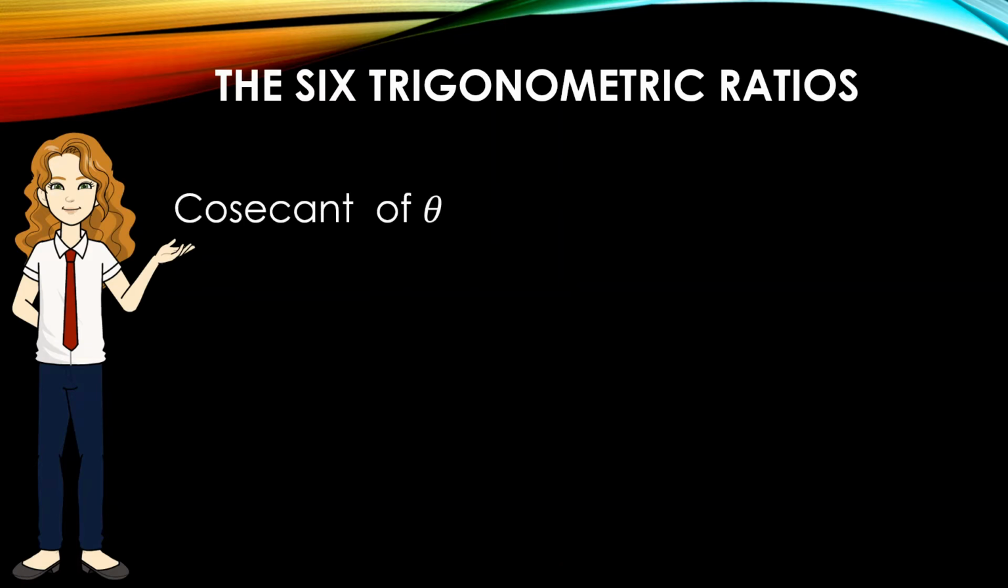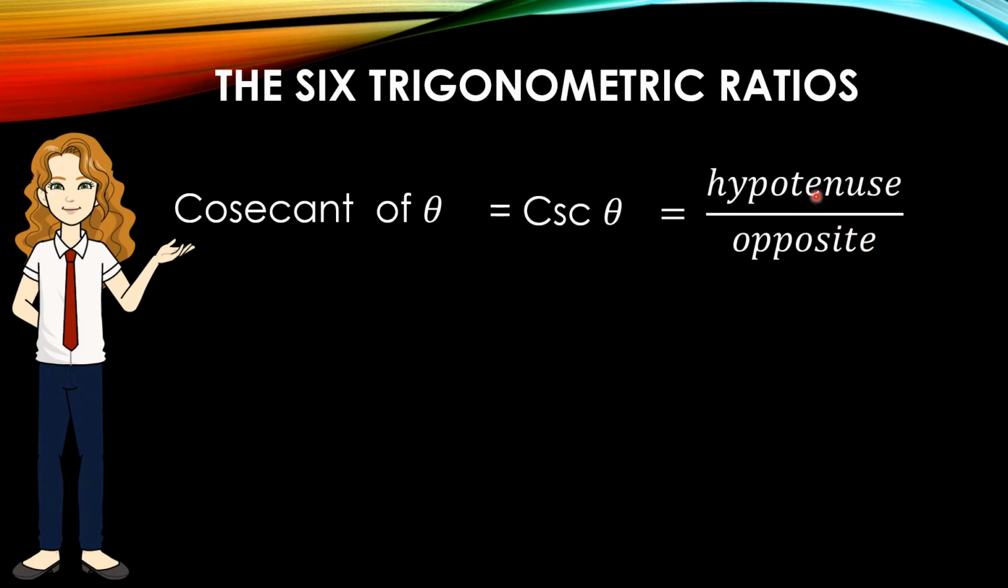The other 3 ratios are the reciprocals of the first 3. So first, cosecant of theta, or csc theta, is equal to the hypotenuse over the opposite. You will see that this is the reciprocal of sine theta. Sine theta is opposite over hypotenuse. So now, cosecant is hypotenuse over the opposite.